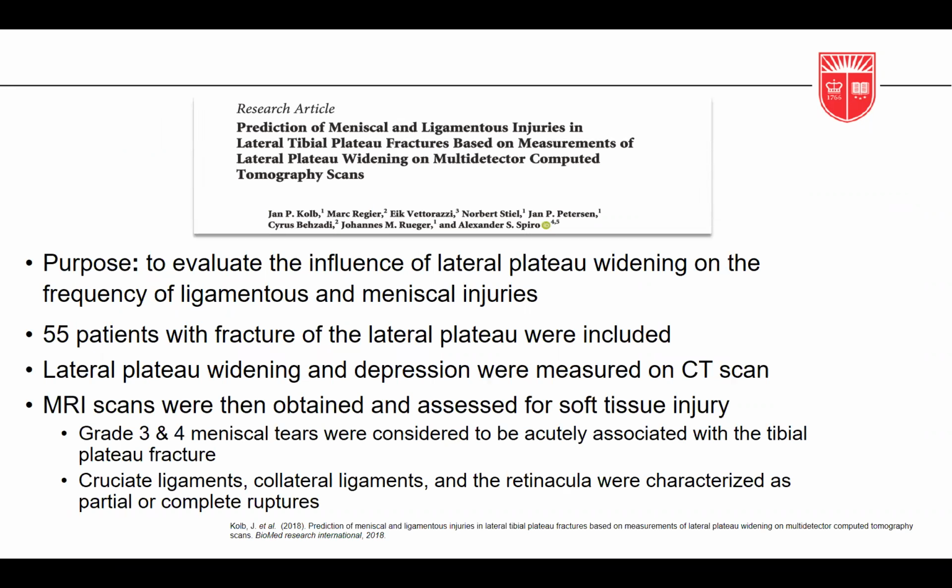So in my review, I found a few papers that determine multiple different CT findings can be useful to predict these injuries. The first study is by Kolb out of Germany in 2018. This study evaluated the influence of lateral plateau widening on the frequency of ligamentous and meniscal injuries. Lateral plateau widening and depression were measured on CT, and MRI scans were then used to assess for soft tissue injuries.